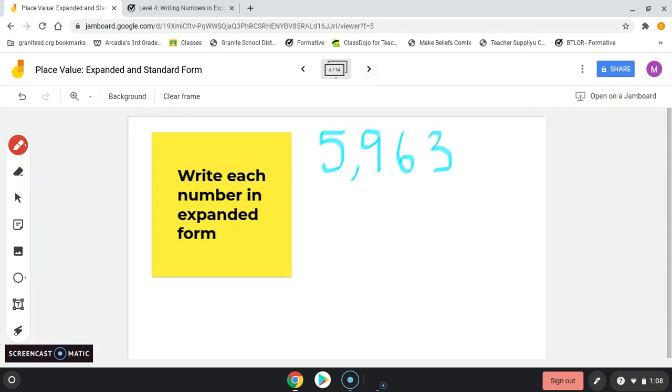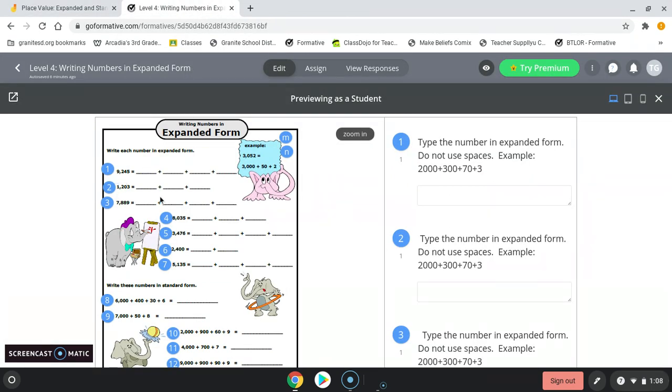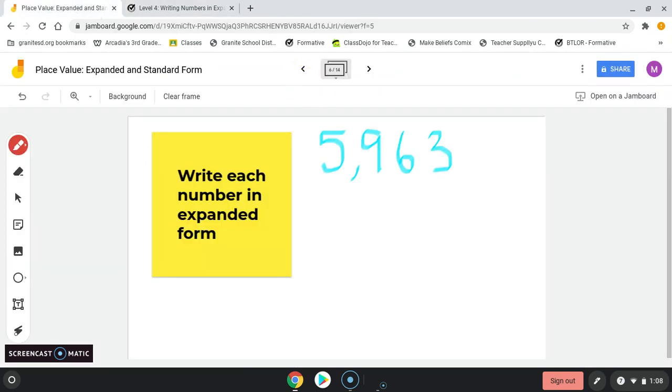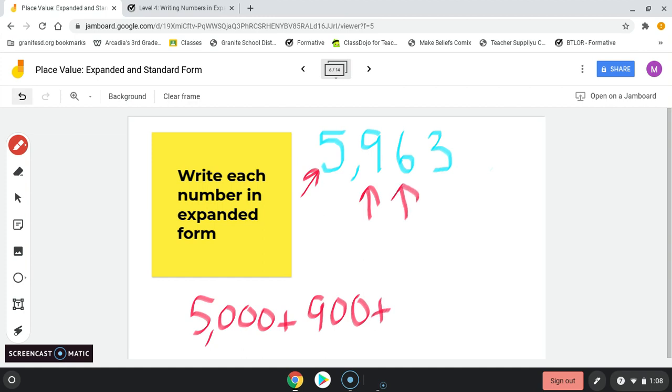Okay, the instructions on your assignment say write each number in expanded form. And it looks like this. So you have questions 1, 2, 3, 4, 5, 6, and 7, to write each number in expanded form. All right, so start with your largest number, which would be your thousands place, right? So you got 5,000, plus your hundreds. So that 9 is in the hundred spot, so that's actually 900. Plus your tens. 6 tens is worth 60, so you have plus 60. And then your little ones here is just 3. So 5,963 looks like that in expanded form.